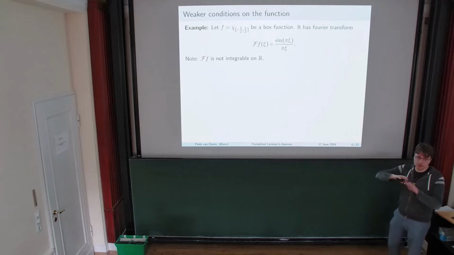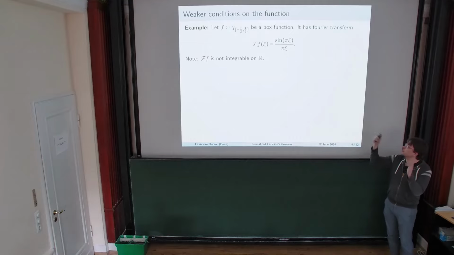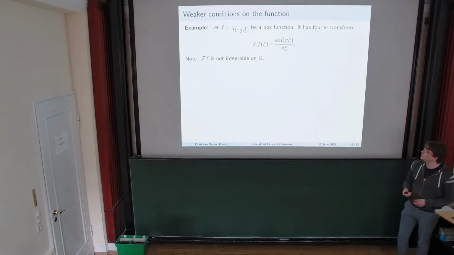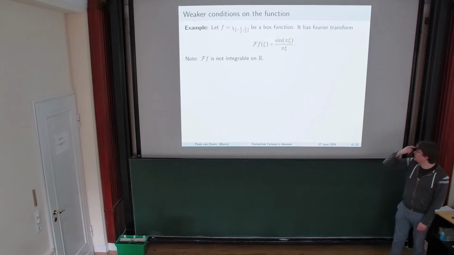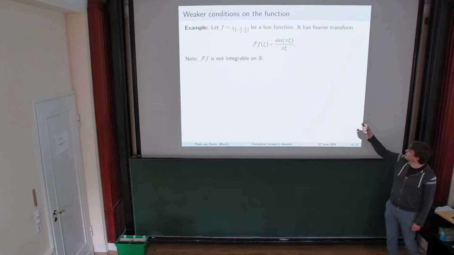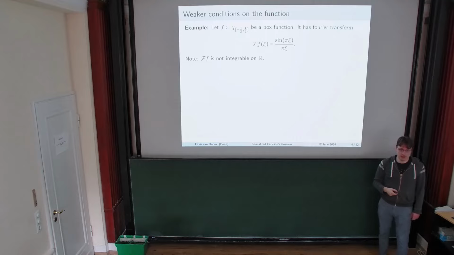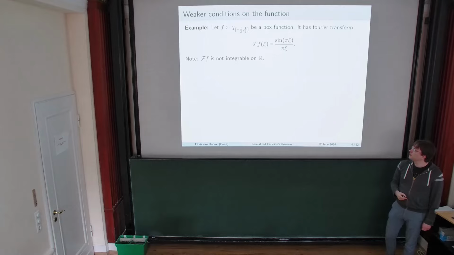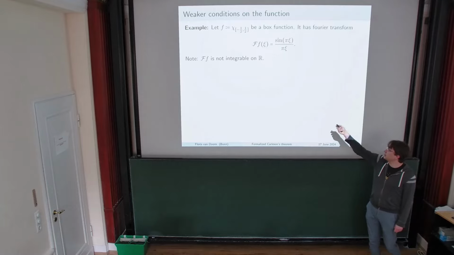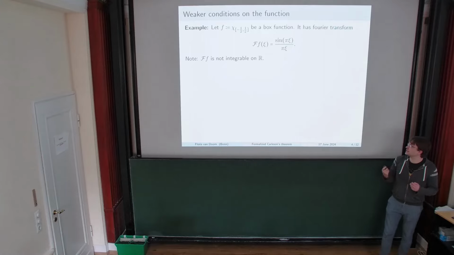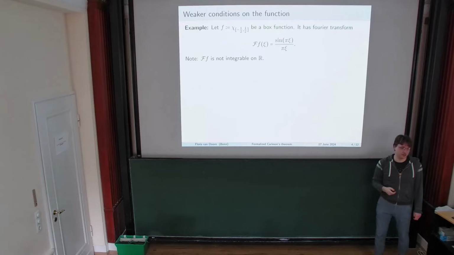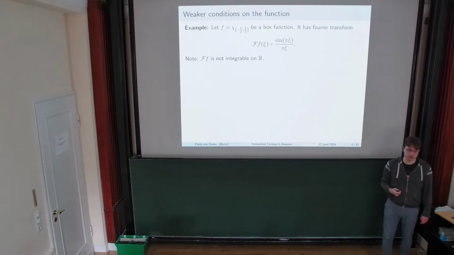I just take a box, the interval from -1/2 to 1/2, and take the characteristic function of that. So that's a box function. And this has Fourier transform sin(xi) over xi. This function is oscillating, but actually it's not integrable. And so the Fourier inversion theorem doesn't say anything about this case, whether the inverse Fourier transform of this function gives you back the original function.